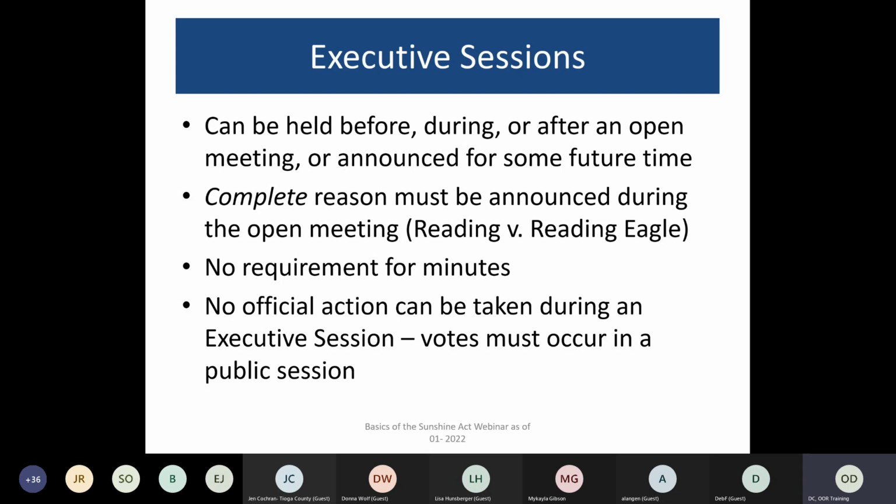Okay, executive sessions. Periodically, the board will gather to discuss sensitive issues. They can deliberate on those sensitive issues without the public being present. However, the public must be aware of the fact that the executive session is taking place or has taken place. You can hold an executive session immediately before, during, or after the open meeting, or you can announce it for some future time that the board will be meeting in executive session. When you make the announcement, you must give a complete reason as to why you are having the executive session.